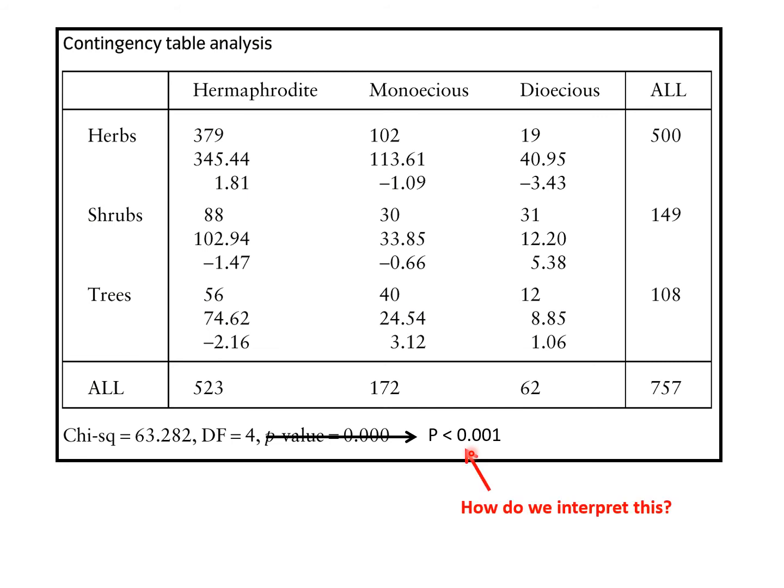How do we interpret this p-value? Well, it's telling us again there's a significant effect here. And indeed, it's saying that there's a significant relationship or association between reproductive strategy and growth form. Logical next question, though, would be which growth form is showing disproportionate representation of which reproductive strategy?